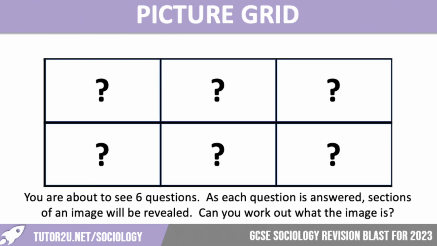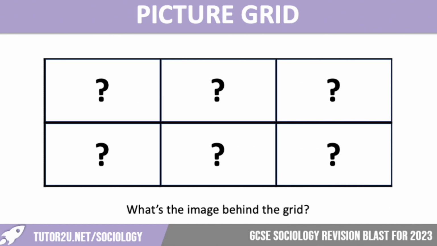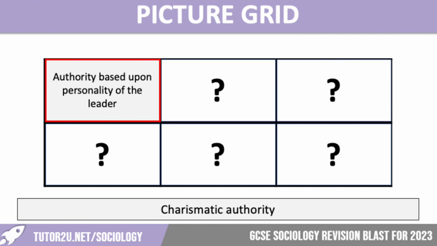Right, we are going to move on to a picture grid. You're about to see 6 questions. As each question is answered, sections of an image will be revealed. Can you work out what the image is? Our first question is authority based upon the personality of the leader. So what do we call this type of authority based on the personality of the leader? Okay, let's reveal. It is charismatic authority, so based on personality.